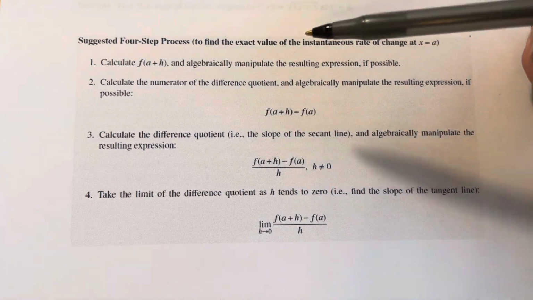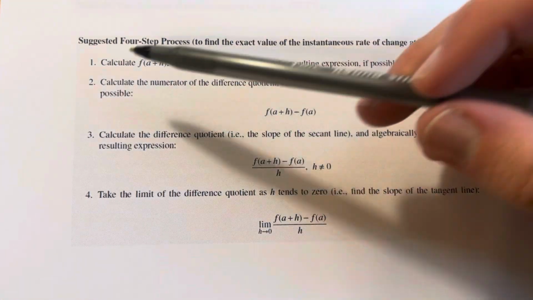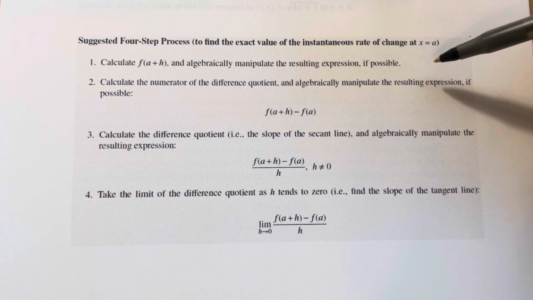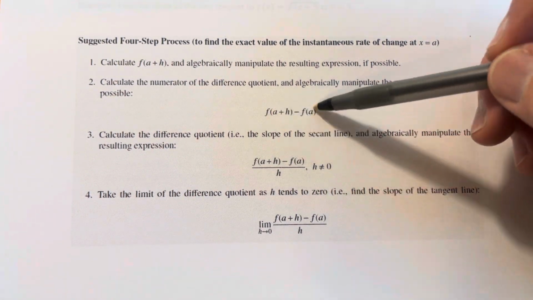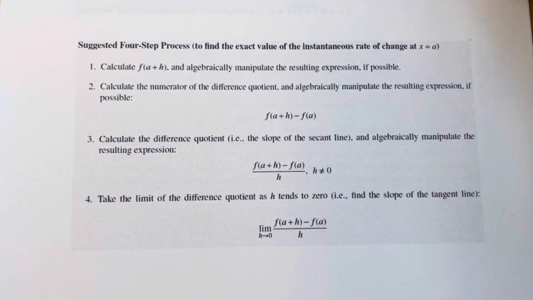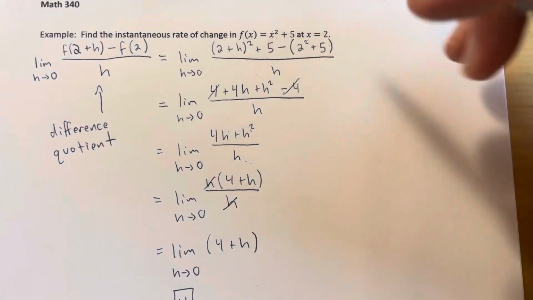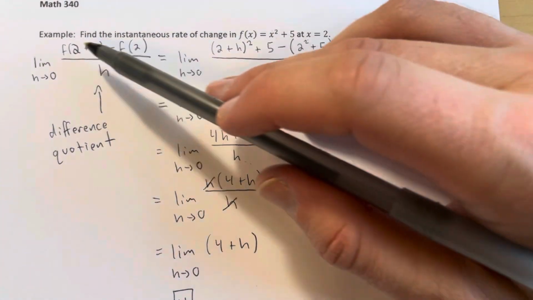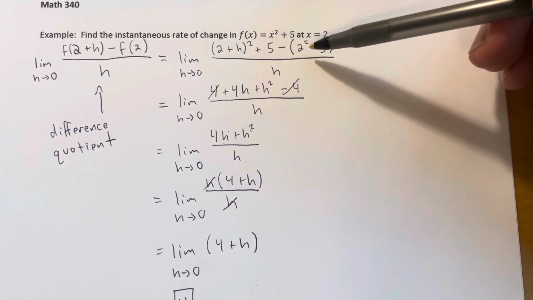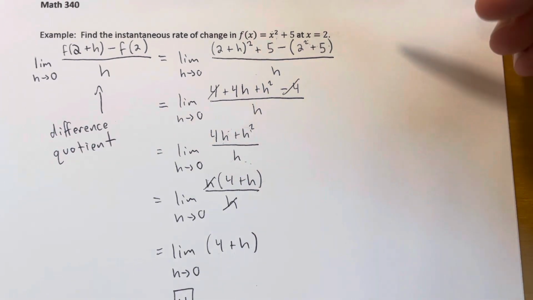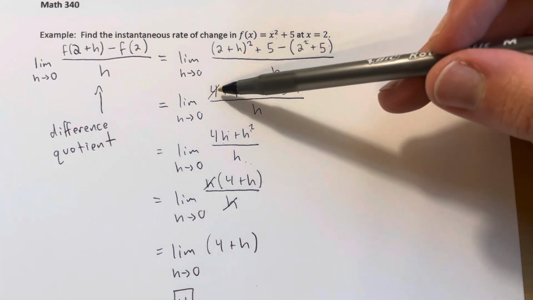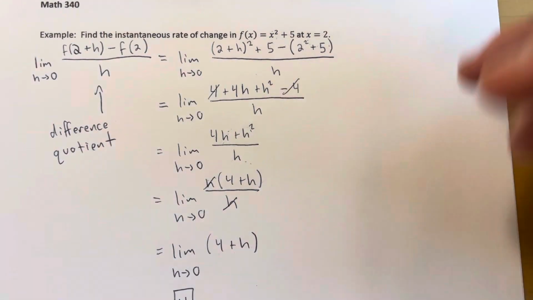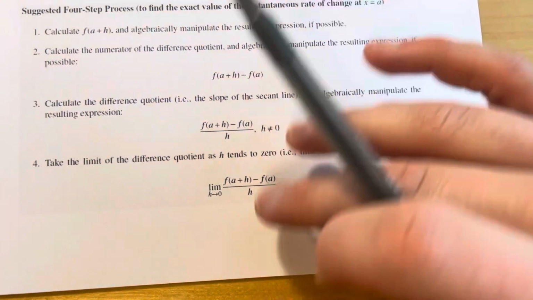Okay? Calculate the numerator of the difference quotient. This is the second step. And algebraically manipulate the resulting expression if possible. So this is what our numerator looked like, f of a plus h minus f of a, or in our case, f of 2 plus h minus f of 2. So the second step was evaluating this, which we did, and algebraically manipulating it, which is another way of kind of saying simplify it. Notice some things canceled out. We were able to factor. We were able to do a bunch of stuff to simplify that numerator, okay?